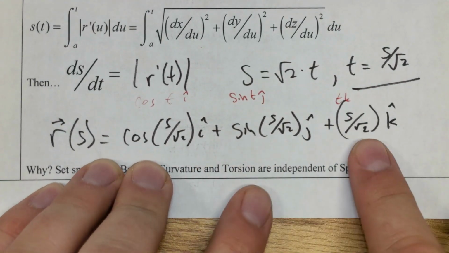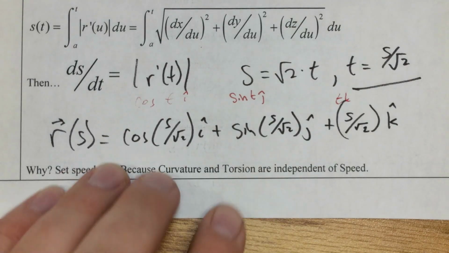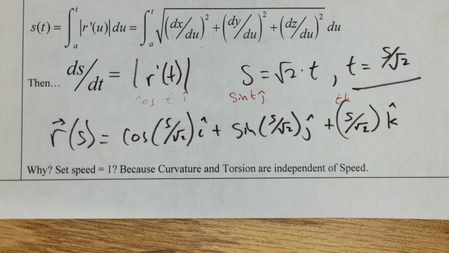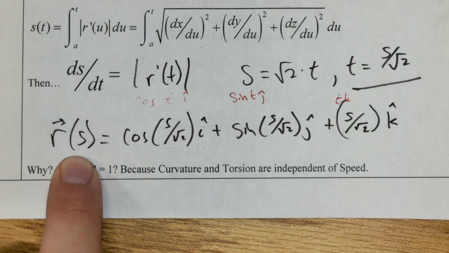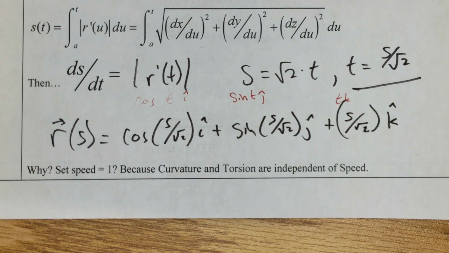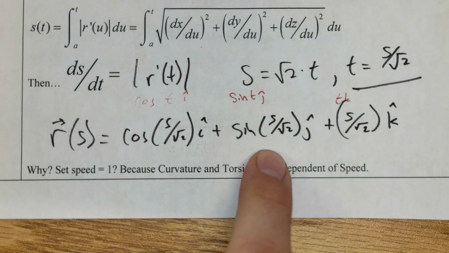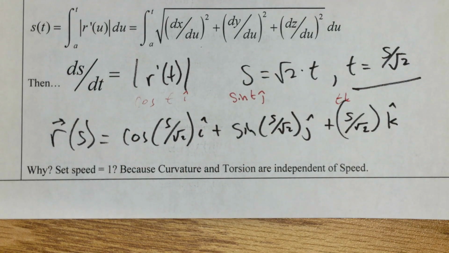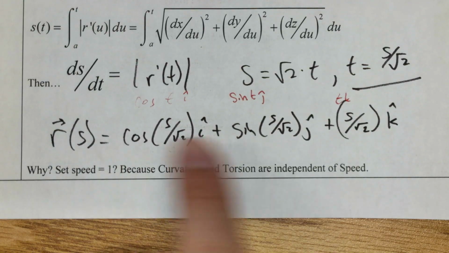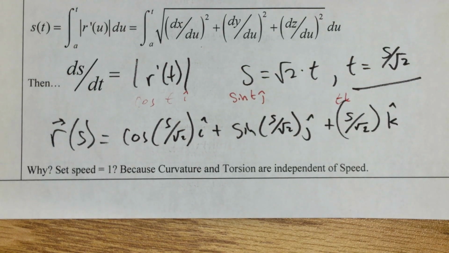But now instead of saying, where am I when time equals 5? No. I could say, where am I when I've walked a certain distance? Like, where would I be if I walked 10 miles on this line? I could plug in 10, 10, 10, and I would have my location, i j k, the 3 directions.